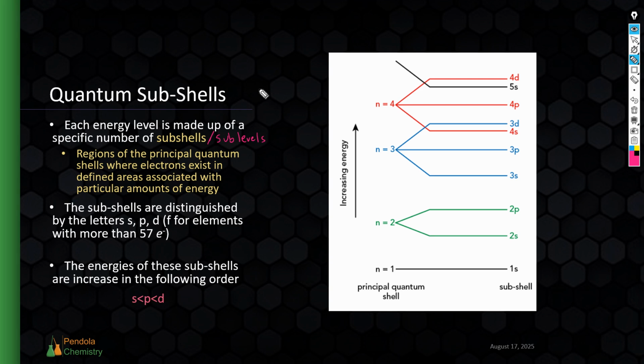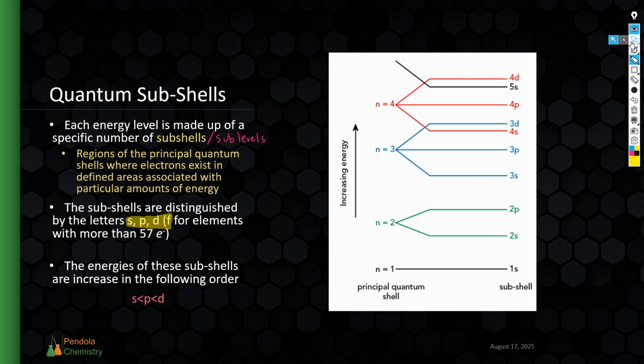The subshells are going to be distinguished by 4 unique letters, either S, P, D, or F. Those letters correspond to the shape that those levels take. So the letters S, P, D, and F are going to correspond to the shape of the sublevels, because sublevels are essentially just groupings of areas with the same shape.